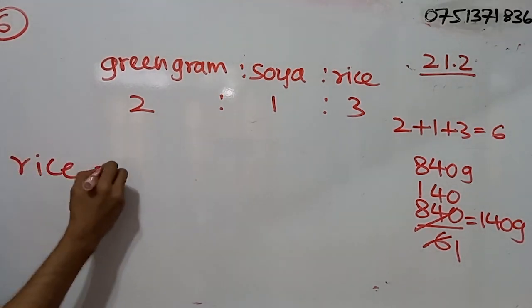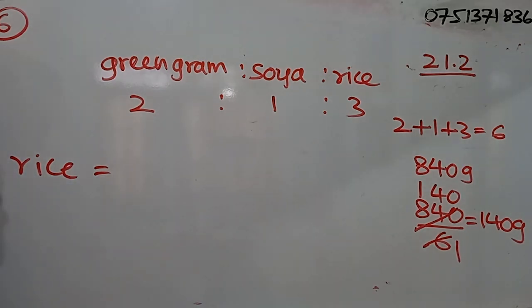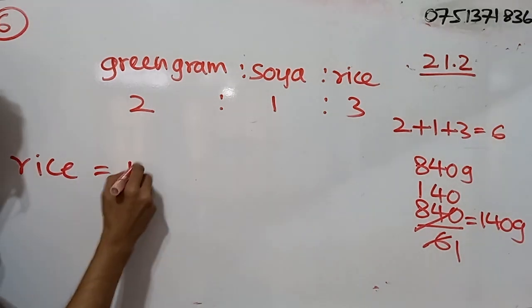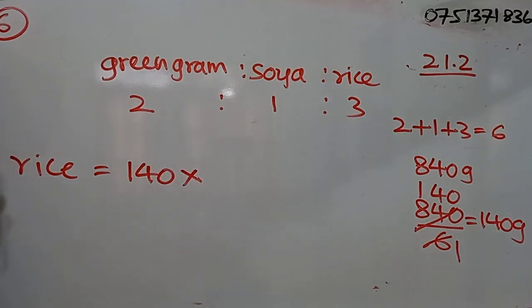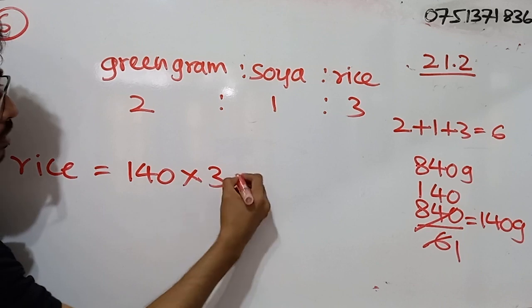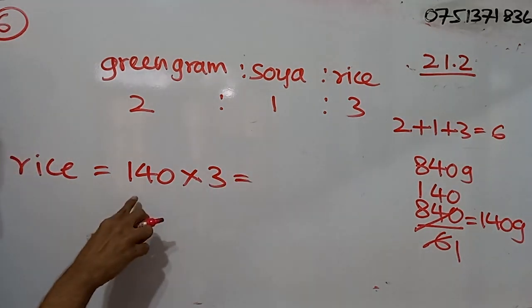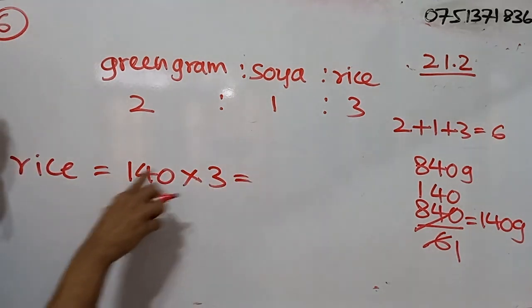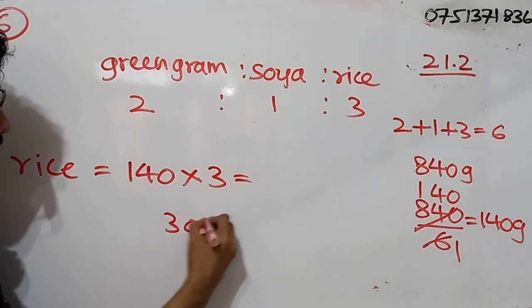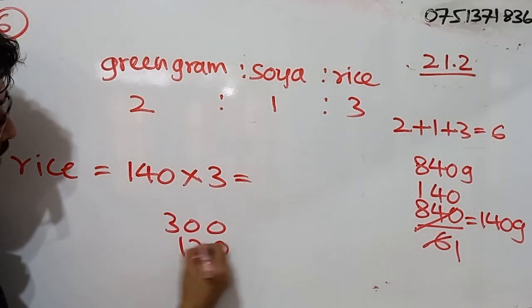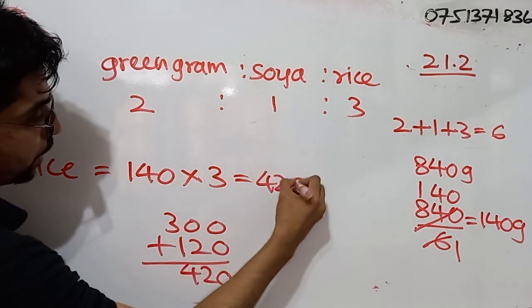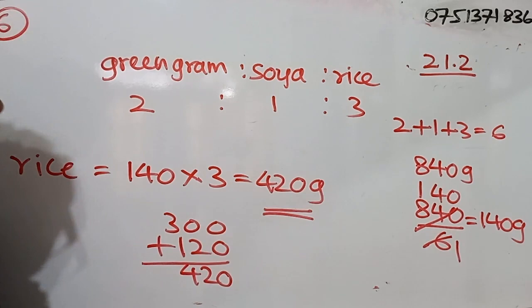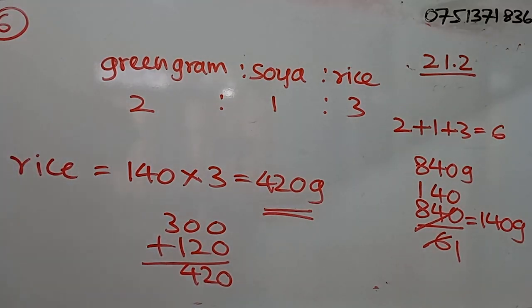So we need to calculate the amount of rice here. What is the value of 1 part? 140 grams. How many parts are there regarding rice? 3 parts. So 140 into 3. 100 into 3, we know that's a 300. 40 into 3, that is 120. So when we add these together, we get 420 grams. So the answer is 420 grams.